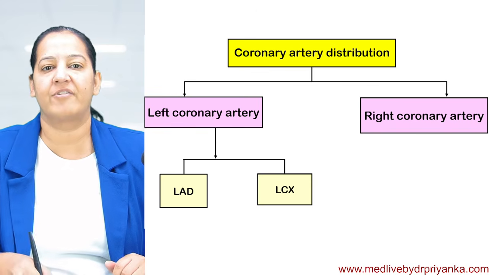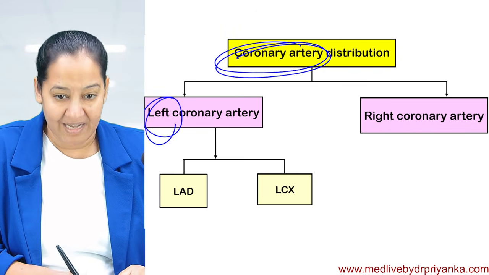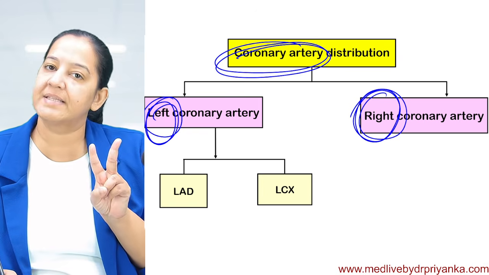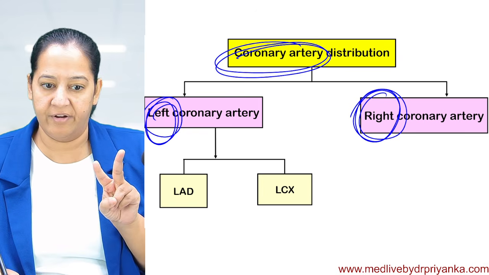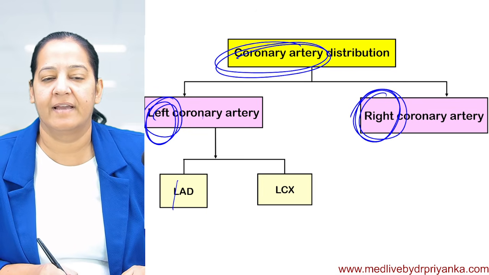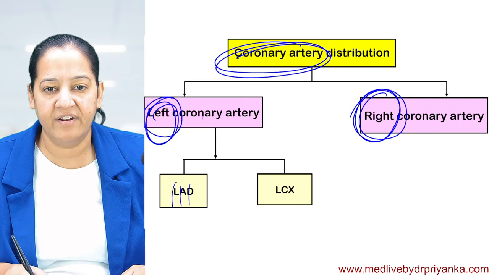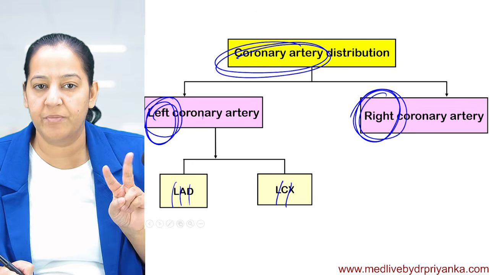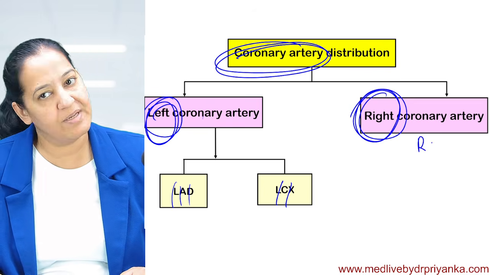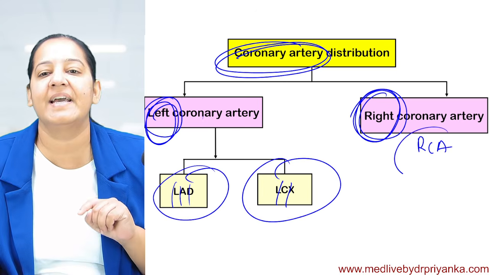How many types of coronary arteries do we have? There are 2 types of coronary arteries. What are the 2 types? Left coronary artery and right coronary artery. The left is further of 2 types: left anterior descending and left circumflex. These are the 2 branches, left anterior descending and left circumflex. And the right doesn't have any branch, it is known as RCA. So there are a total of 3 coronaries: LAD, LCX and RCA.